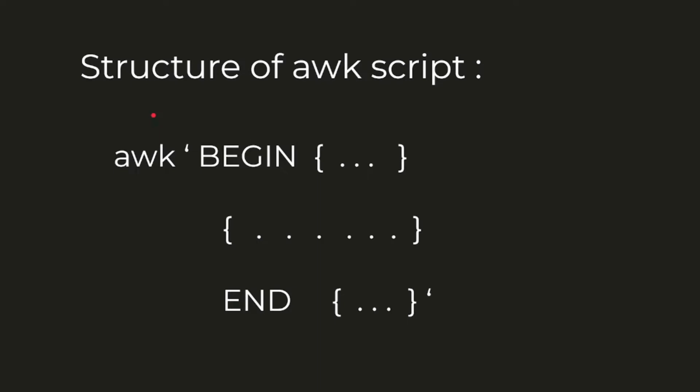Structure of AWK script. AWK script always begins with the keyword AWK, and it has three sections: begin, body, and end section. In begin section, we usually perform initialization tasks, and the body section contains the actual logic. The end section is used to perform some final calculations, if any, and it is used to print the result.